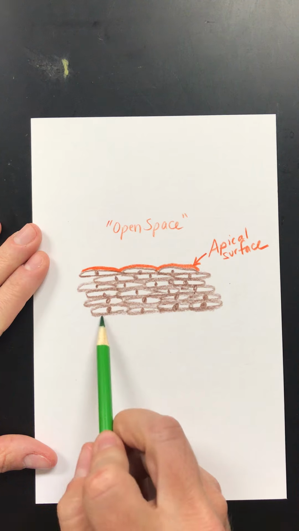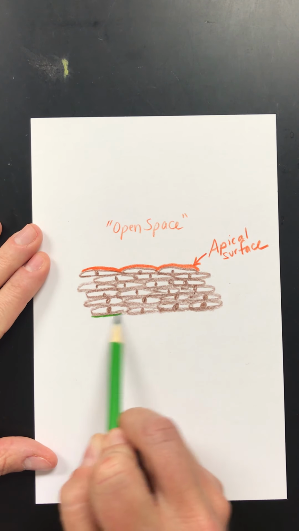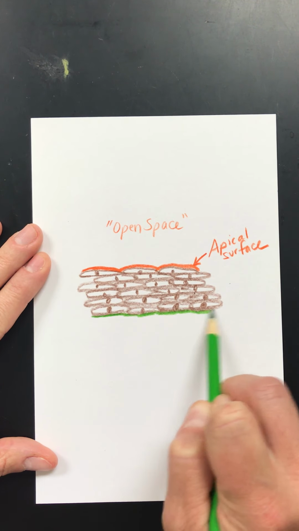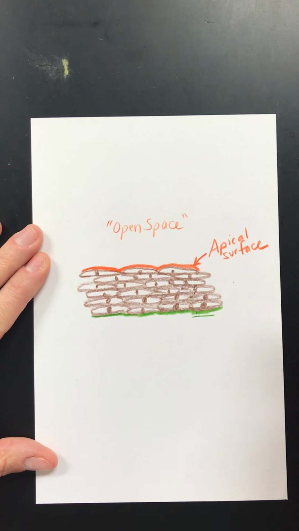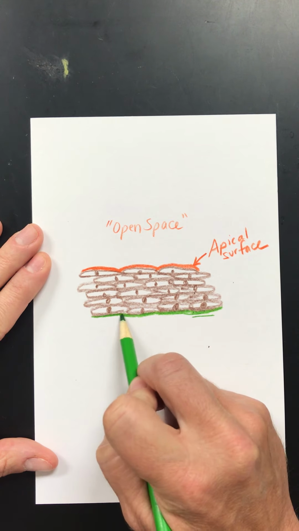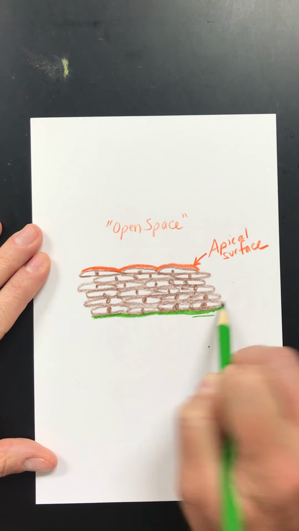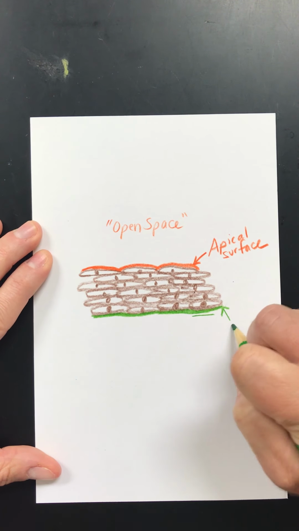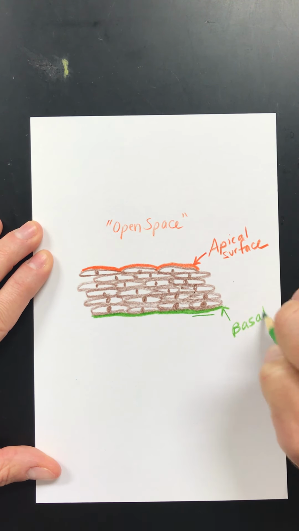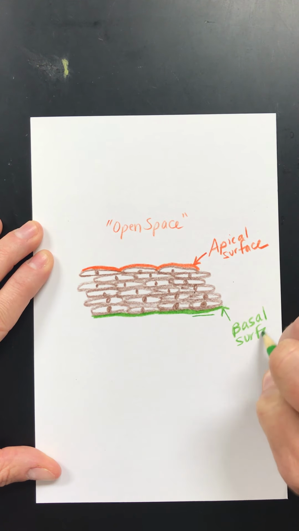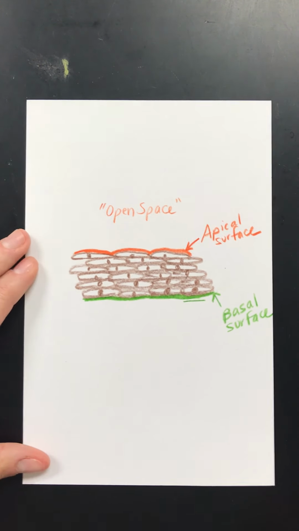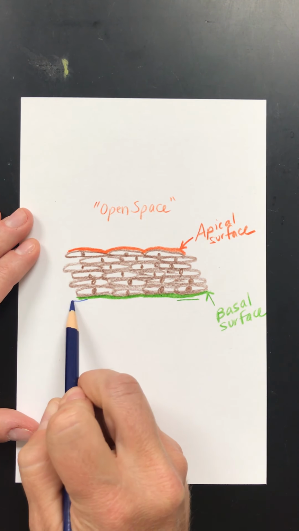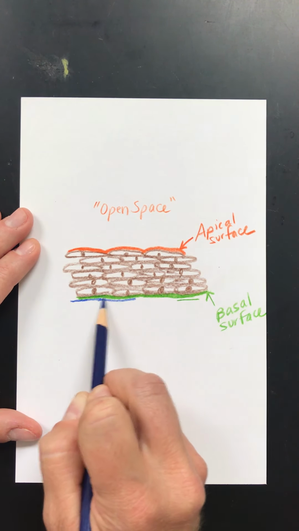And then we have a bottom surface. So I'm going to make the bottom surface green. Oops. So this bottom surface would be called the basal surface. And we know it's the basal surface because it's anchored in place by a basement membrane.